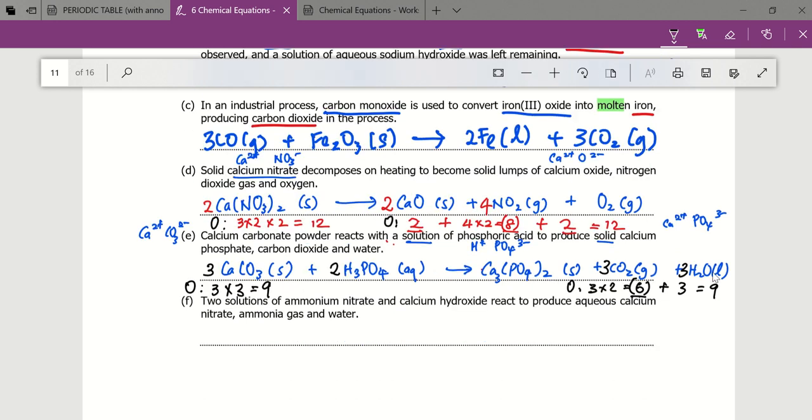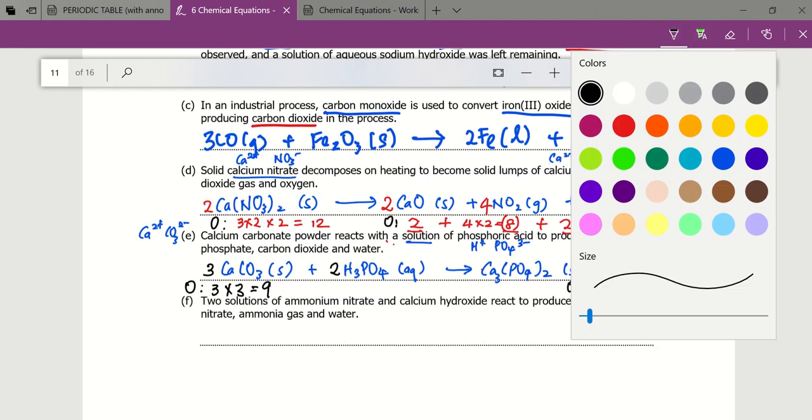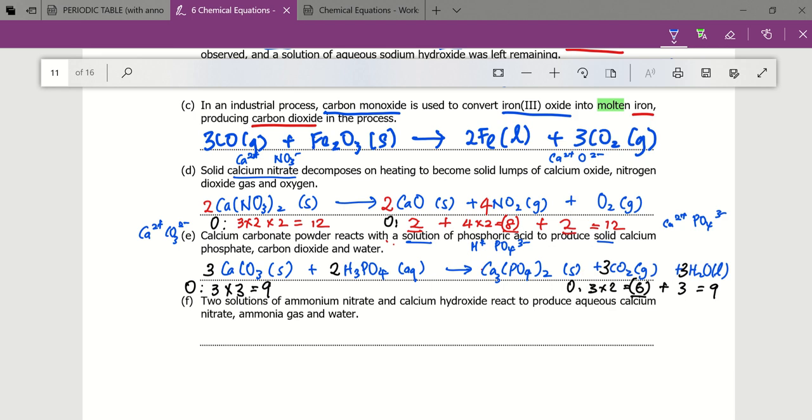Lastly, two solutions of ammonium nitrate. Ammonium ion is NH4 plus, nitrate is NO3 minus. So that is NH4NO3. This is a solution, which means it's aqueous, plus calcium hydroxide, Ca2 plus, OH minus.